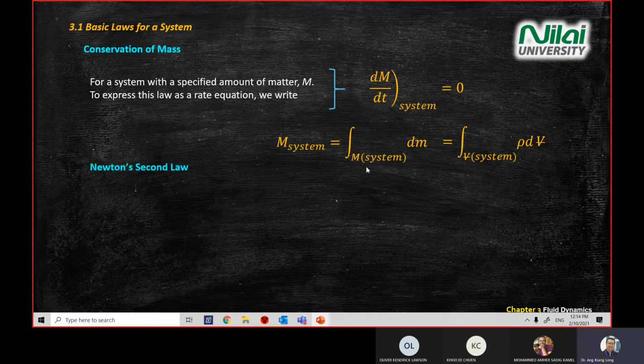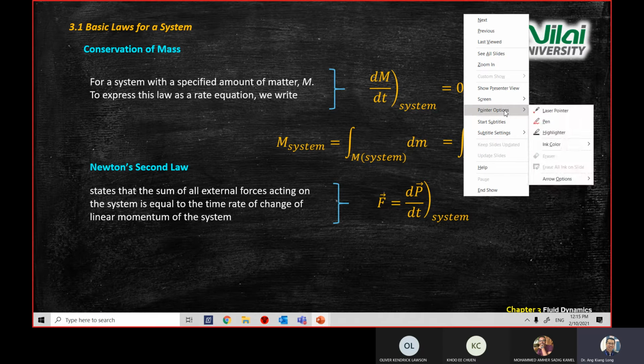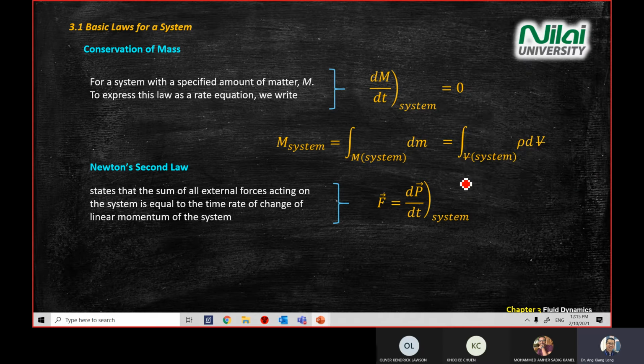The second law that we're going to call is Newton's second law, which is F equal to ma. We link up the acceleration and mass. So this equation is F equal to ma. So what is ma? In short, F equal to ma.